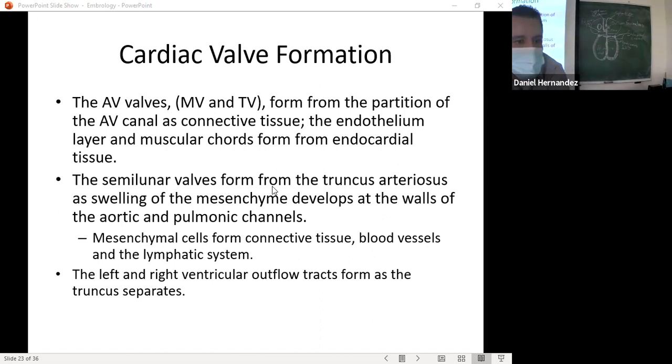The semilunar valves form from the truncus arteriosus as swelling of the mesenchyme that develops at the wall of the aortic and pulmonic channels. The mesenchymal cells form connective tissue, blood vessels, and the lymphatic system. The right and left ventricular outflow tracts form as the truncus separates.